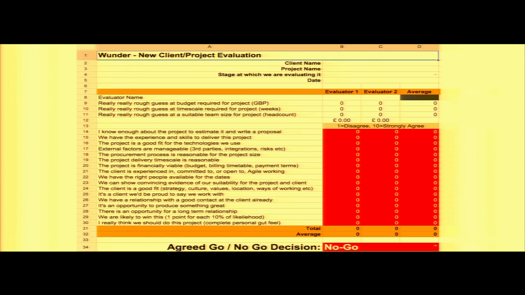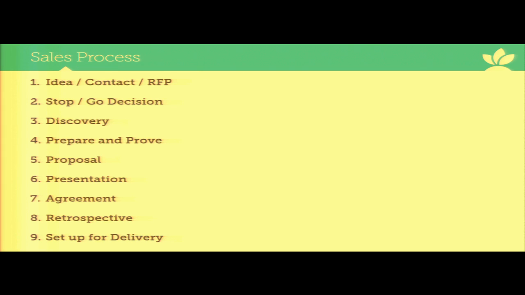So have this kind of formal process where you are assessing the opportunities you get and you're scoring the client. Because you know what? When you send your proposal, they will score you like this. Why shouldn't it be equal? It should be an equal approach between client and supplier all of the time. So back to the sales process. We've done the stop-go decision. We've run that spreadsheet and we've decided that this is a go.